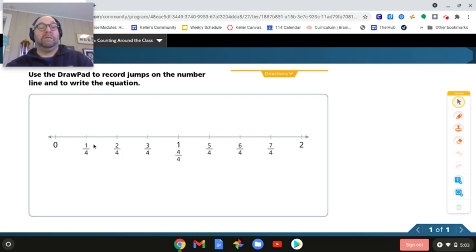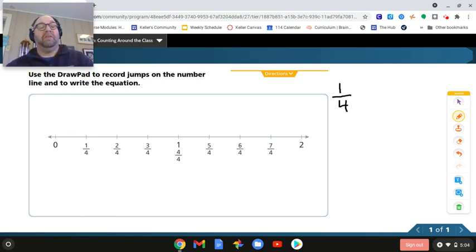Right? And so we can go through and see 1/4, 2/4, 3/4. So each one of these sections represents a fourth, and then we go all the way to 2, which is 8/4, right? And so imagine if we were counting around the class and we were skip counting by fourths, okay? Now, normally I would say, okay, let's skip count by 2s, let's skip count by 1s or whatever, but you are fourth graders going into fifth grade, so we're going to skip count by fourths.